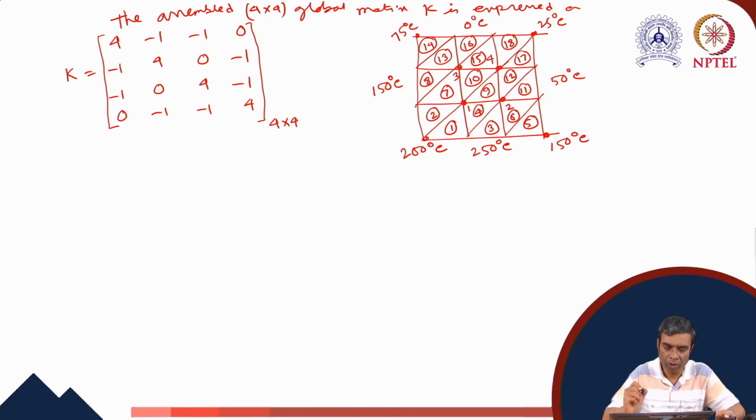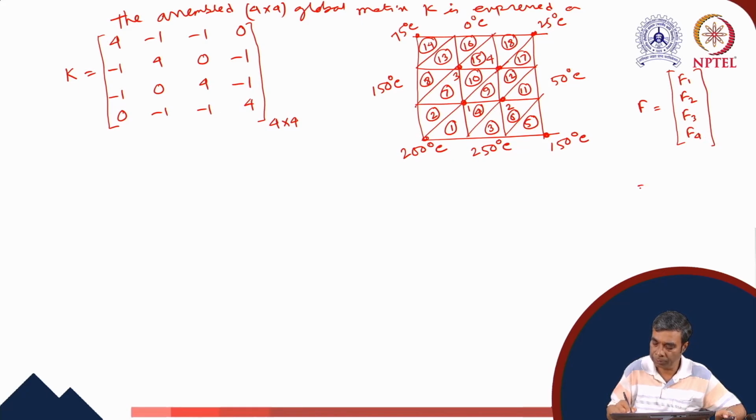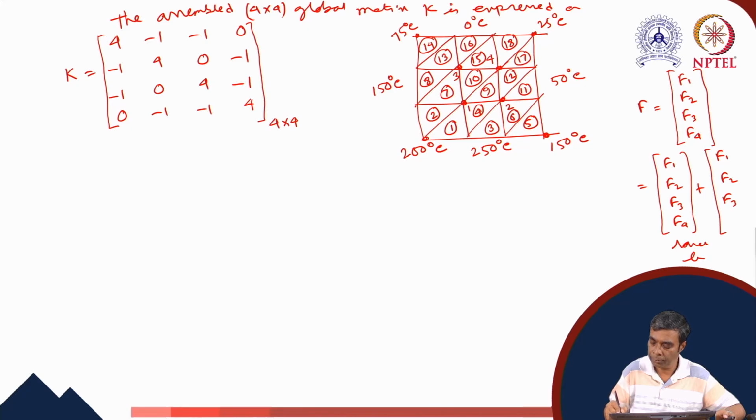So now we can construct the element level load vector contribution and boundary conditions to yield the final load vector. So the final load vector F has 4 components, F1, F2, F3 and F4. This comes from F1, F2, F3, F4 from the source term plus F1, F2, F3 and F4 contributed by the essential boundary condition. So this is certainly a 4 by 1 vector.